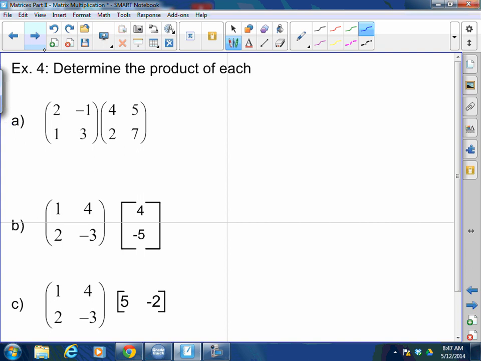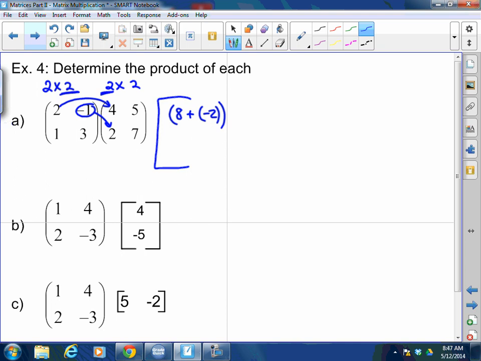Let's determine the product of each. Okay, first of all, this is a 2 row by 2 column. This is a 2 row by 2 column. The 2 columns of the first are equal to the 2 rows of the second, so we're golden. Now, let's pay attention. 2 times 4, which is 8, plus negative 1 times 2, which is a negative 2. That's my first element at the top.